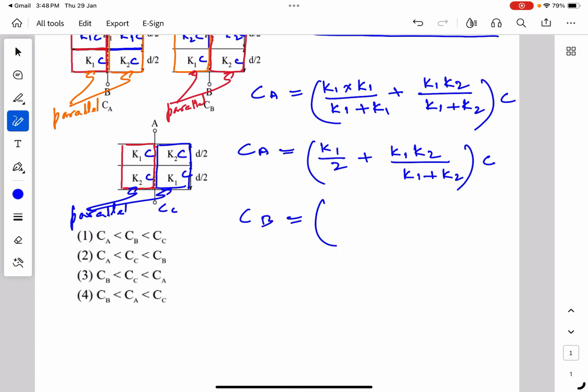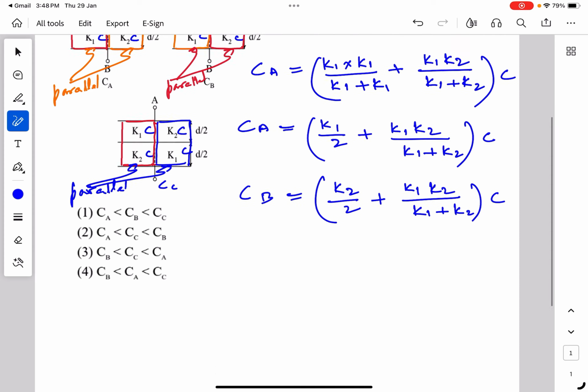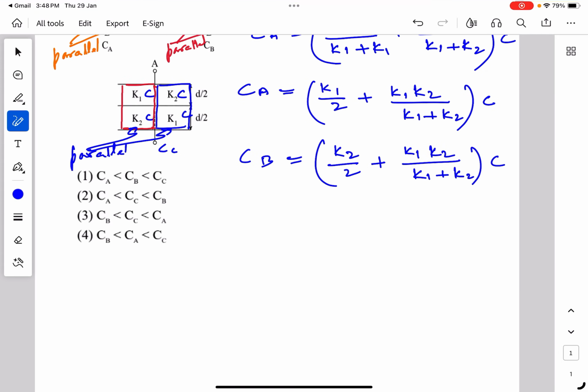will be equal to K2 upon 2 plus K1 K2 upon K1 plus K2, multiplied by C, and the capacitance of C will be equal to K1 K2 upon K1 plus K2 plus K1 K2 upon K1 plus K2, multiplied by C.